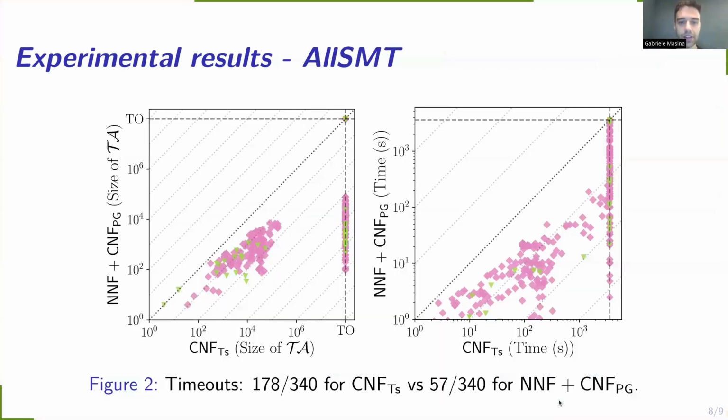These are some experimental results. On the left, we compare the number of partial assignments, and on the right, the total time. On the Y axis, we have our encoding, and on the X axis, we have the Tseitin encoding. We can see that with our encoding, we improve by orders of magnitude.